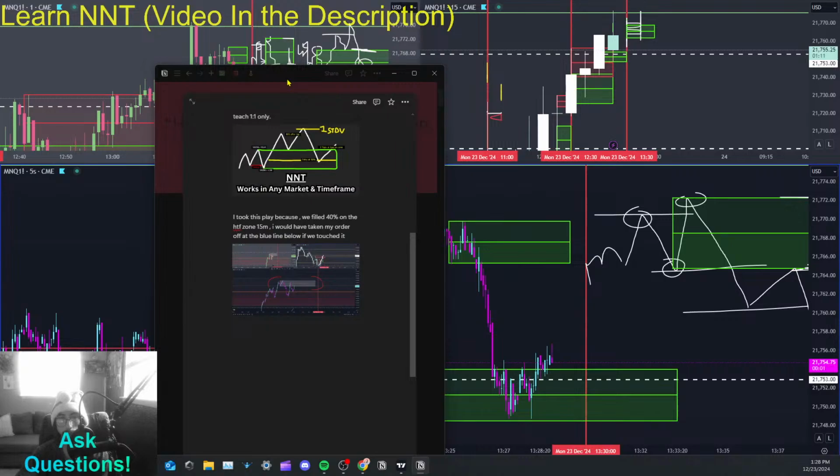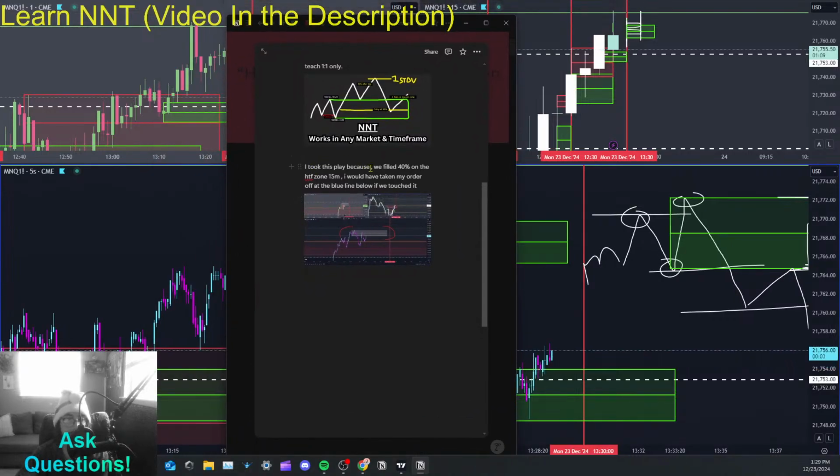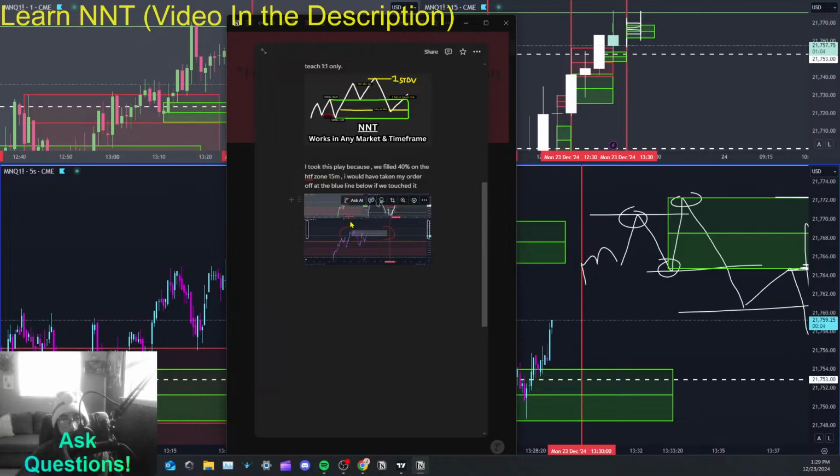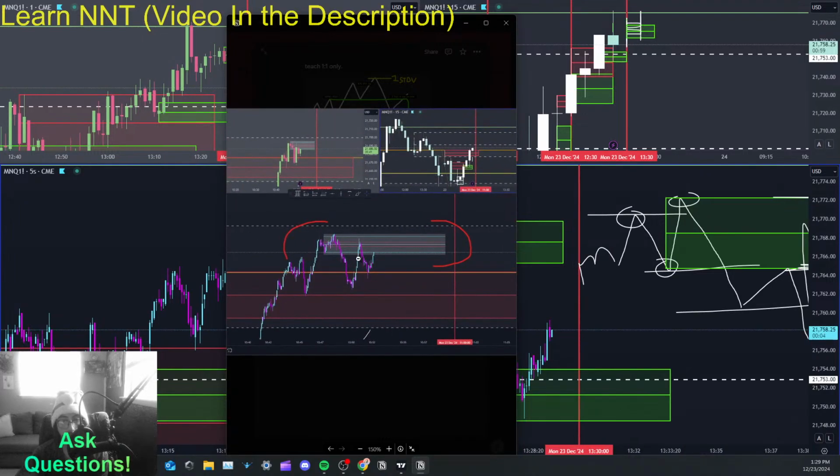Let me show you. I took this play because we filled 40% on the higher time frame 15-minute zone. I would have taken my order off at the blue line below if we touched it. That didn't happen. Everything happened how I wanted it to, so I took the trade.